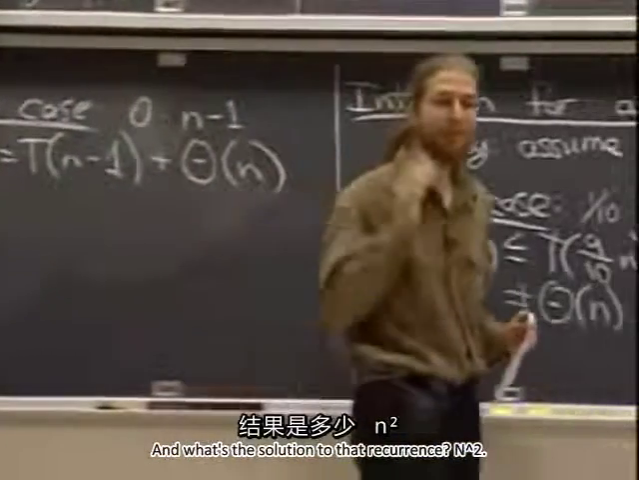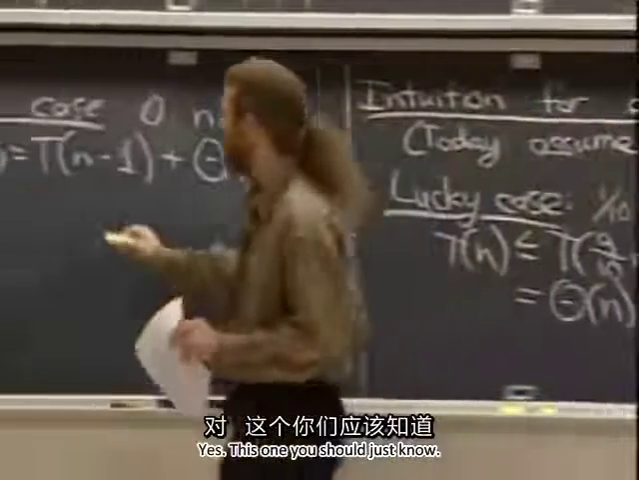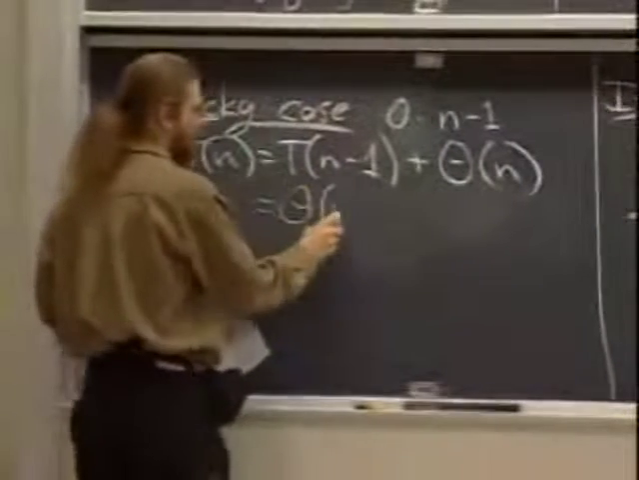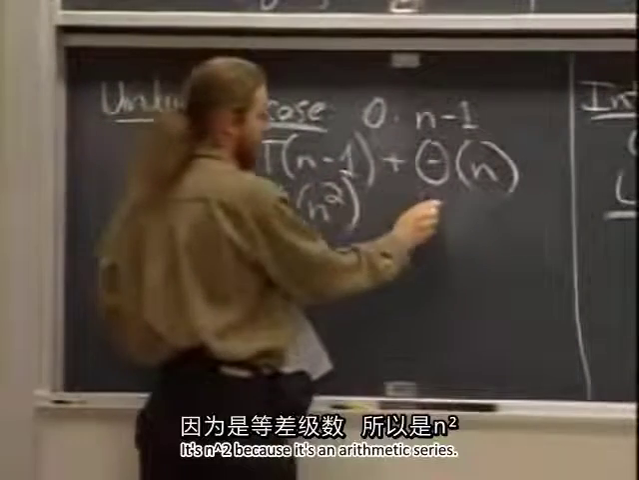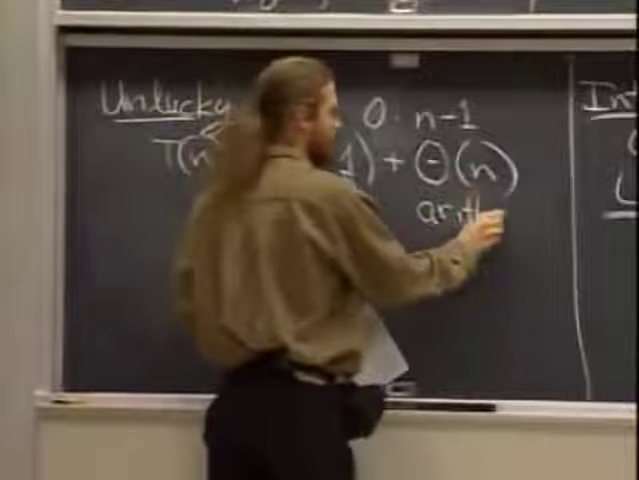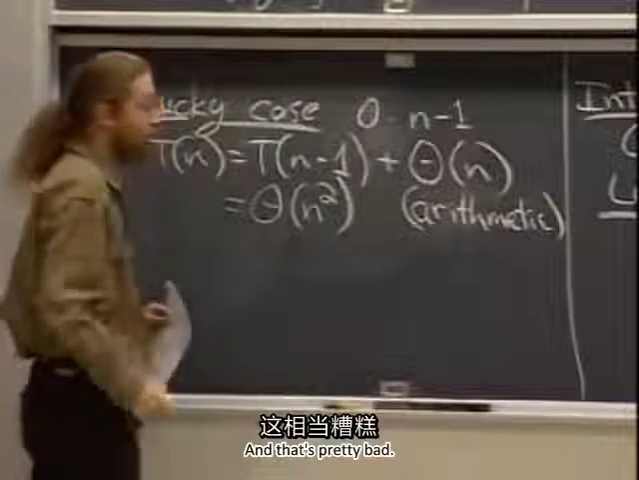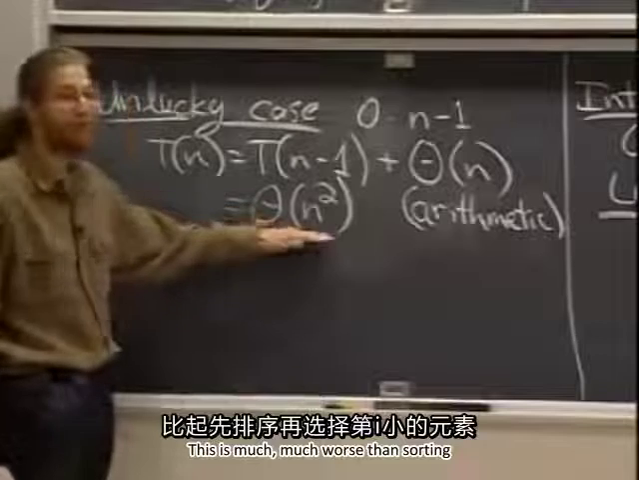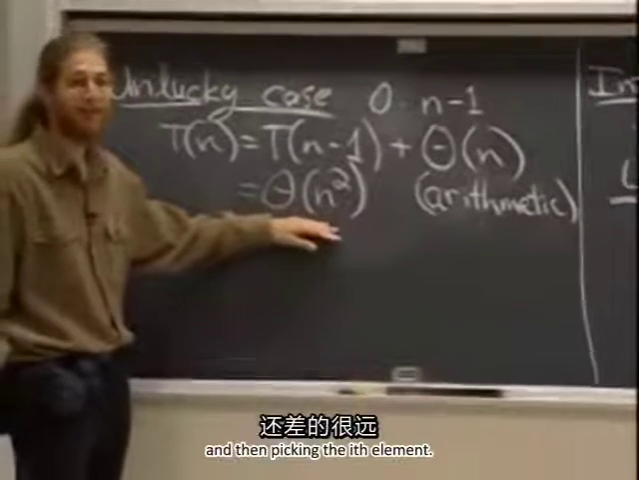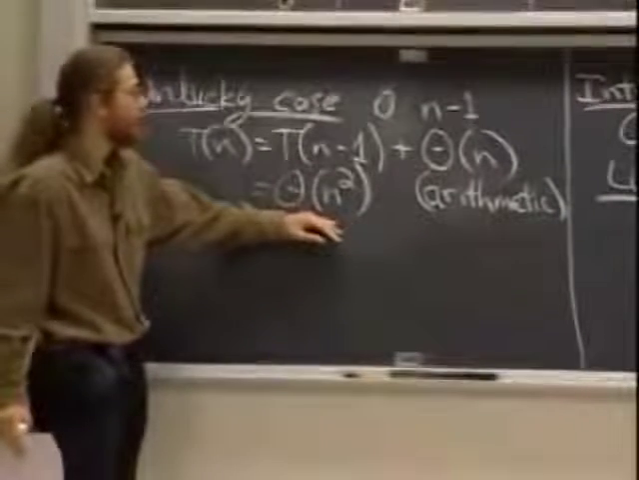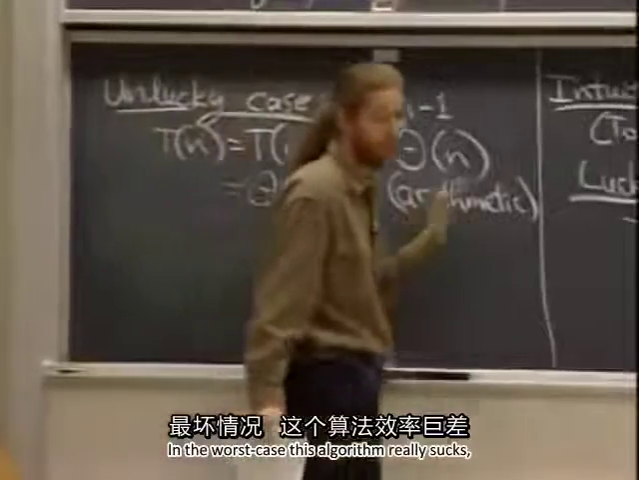This one you should just know. It's n squared because it's an arithmetic series. And that's pretty bad. This is much, much worse than sorting and then picking the ith element. So in the worst case, this algorithm really sucks.